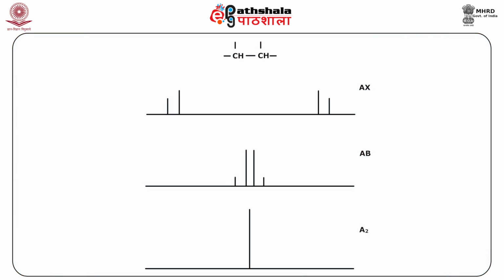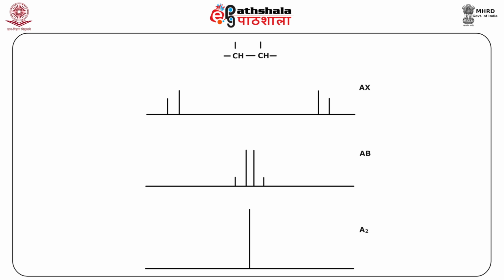Now, let us consider the AX type system. A system having two protons, say HA and HB, with their chemical shift difference value, delta A minus delta B, much larger than the coupling constant JAB. Now, this system shows two distinct doublets with all four lines of equal intensity. The example of an AX system, students, is dichloroacetaldehyde, with the formula Cl2CHCHO.